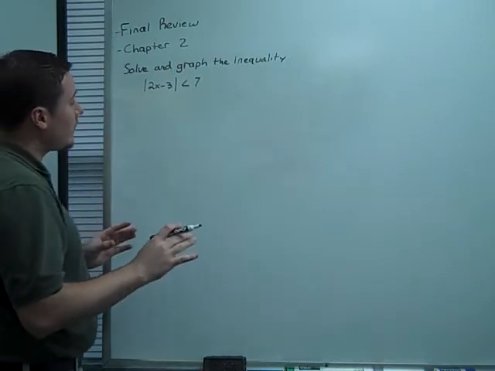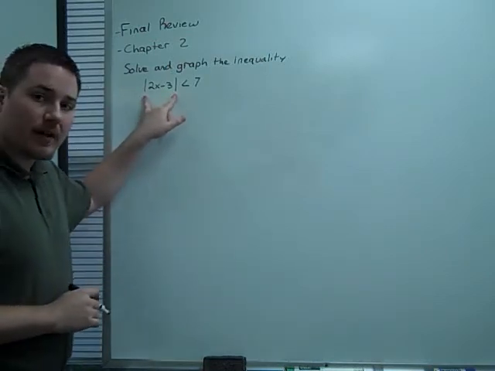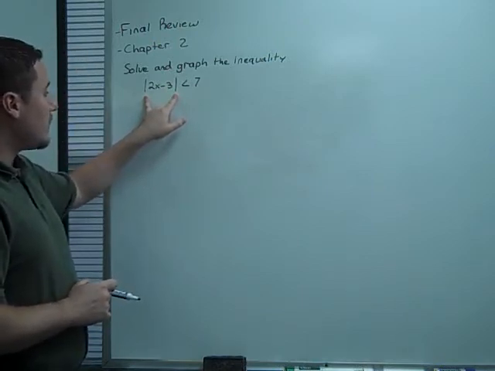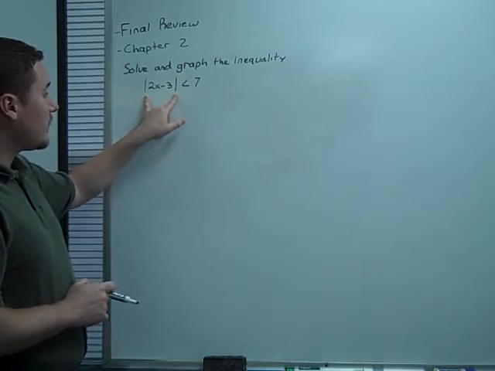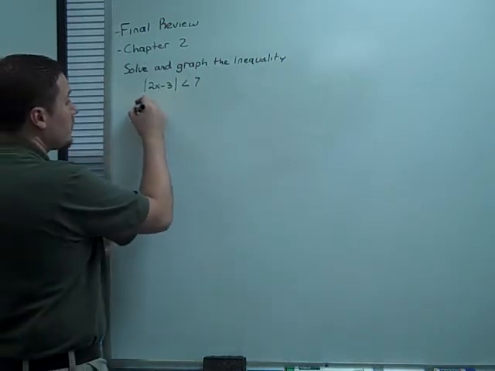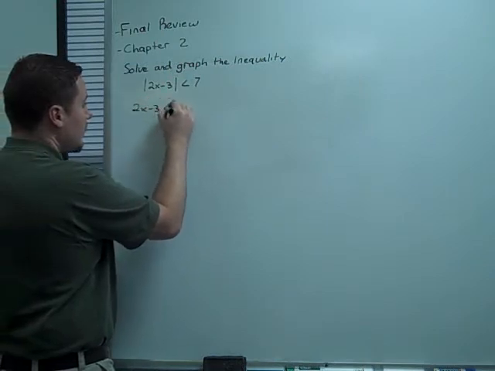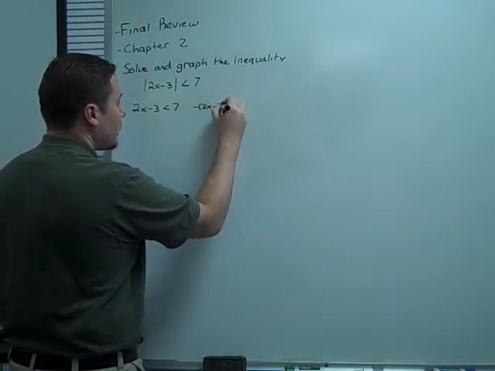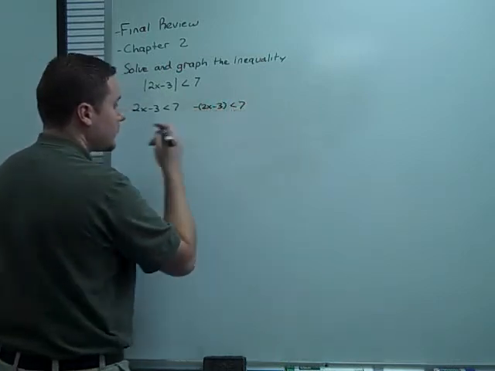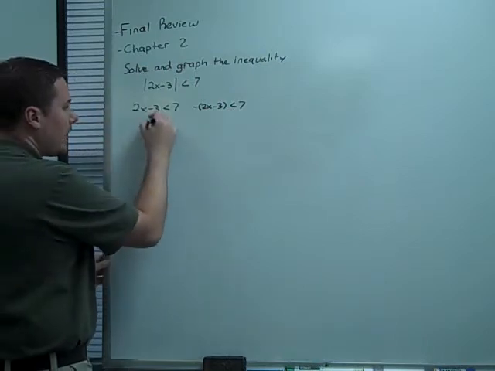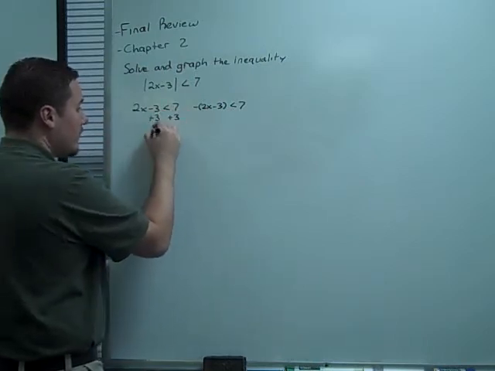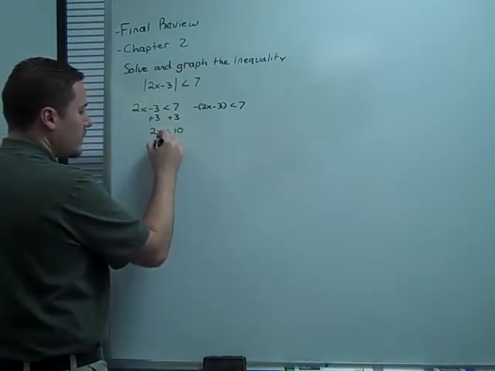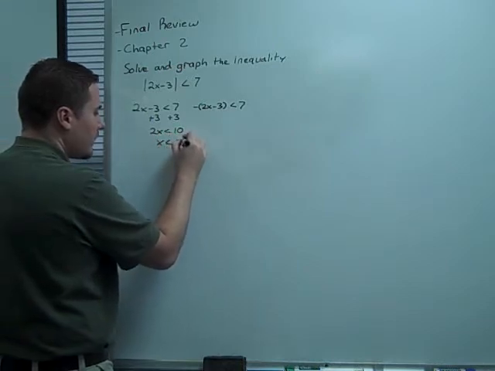So, the way we go about this is we consider what absolute value actually means. Absolute value of 2x minus 3 means either the positive or the negative version. So I'm going to go 2x minus 3 is less than 7, and negative (2x minus 3) is less than 7. Now I'm going to add 3 to both sides. 2x is less than 10. So therefore, divided by 2, x is less than 5.